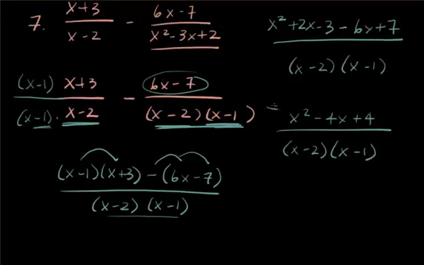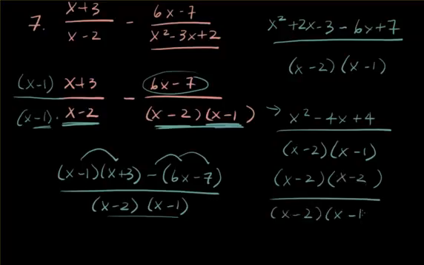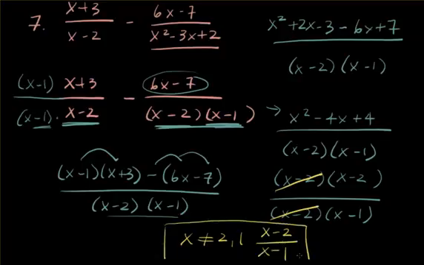Let's go ahead and factor that numerator. x minus 2, x minus 2, over x minus 2 and x minus 1. I am going to go ahead and take the restriction, x cannot be 2 and 1. And then I'm going to simplify this x minus 2 and x minus 2, and I get x minus 2 over x minus 1. And this right here is my final answer. Okay? Good job.